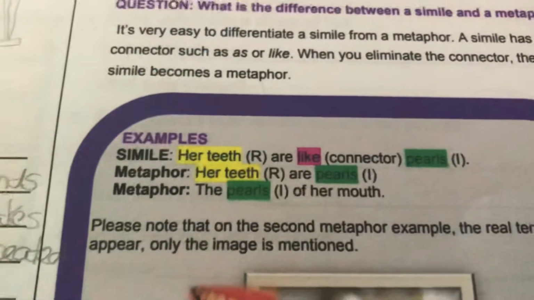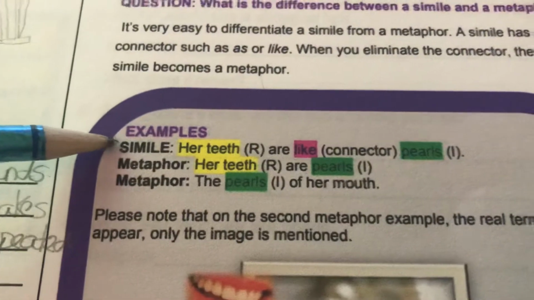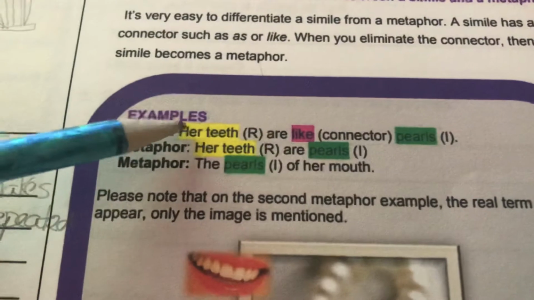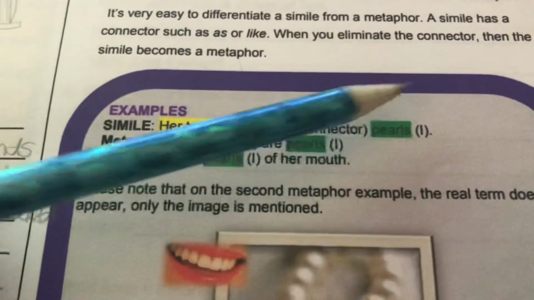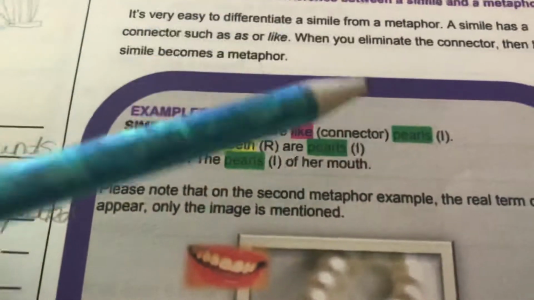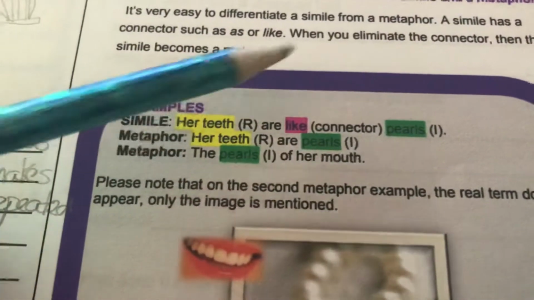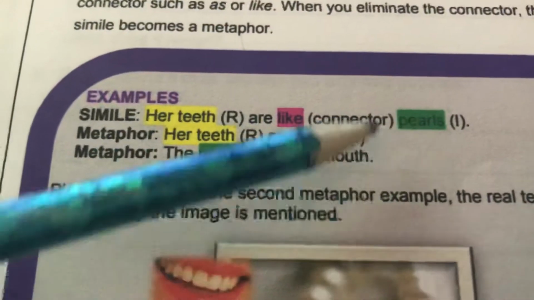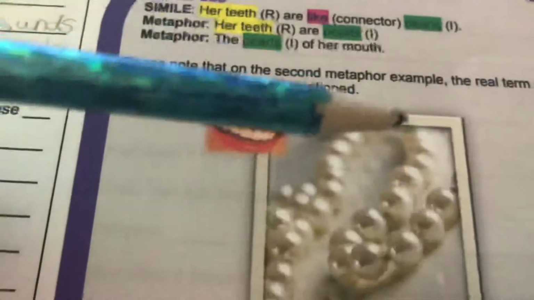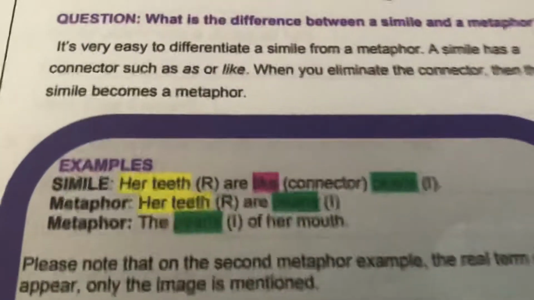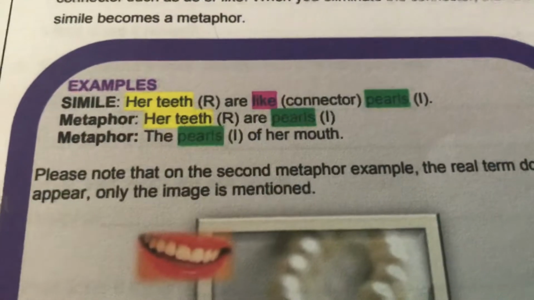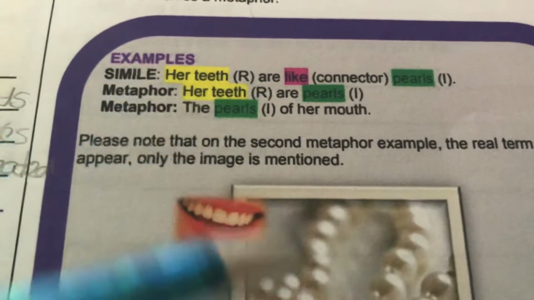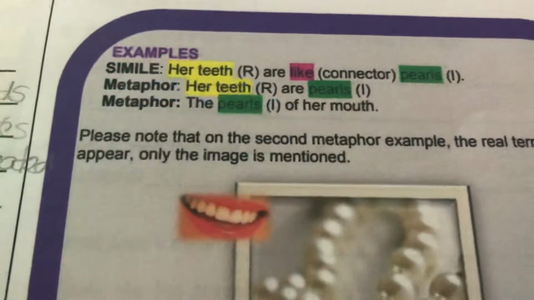I'm going to zoom in on these. The simile, her teeth are like pearls. Okay, there's that connector that makes it a simile. Your real term is teeth. Your imaginary term is pearls. Now, pearls are real, but in this case, teeth cannot be pearls, right? Teeth are teeth. So it's giving you that comparison to give you a great visual in your mind. Well, think about pearls. Pearls are shiny and white and beautiful. So apparently her teeth are shiny and white and beautiful. That's how I would interpret that.